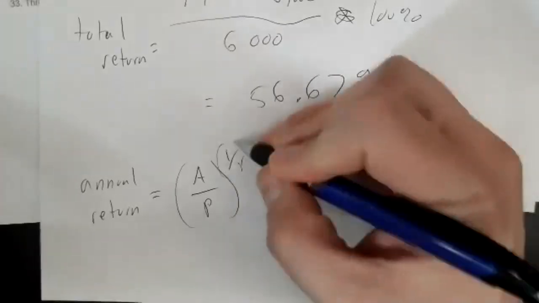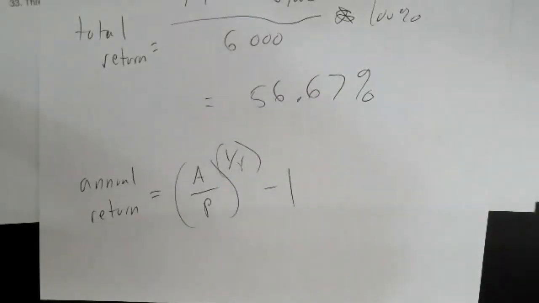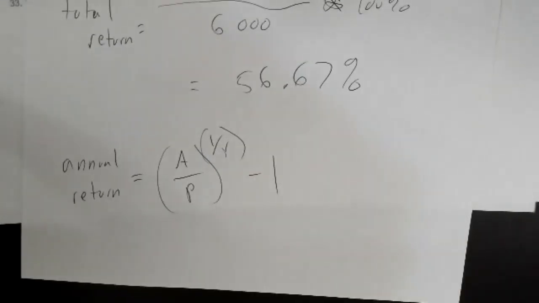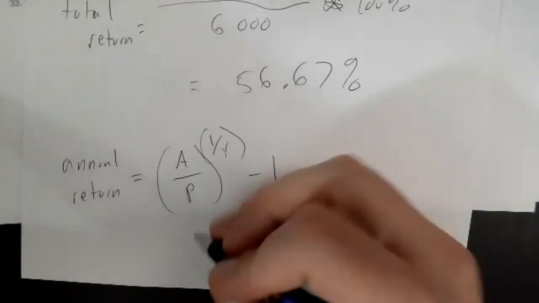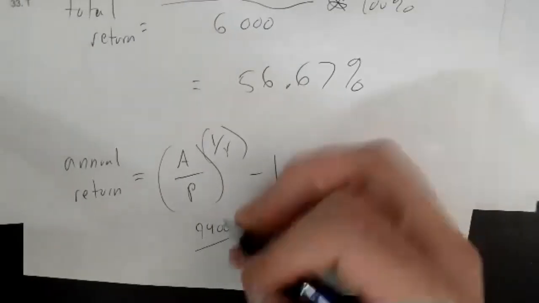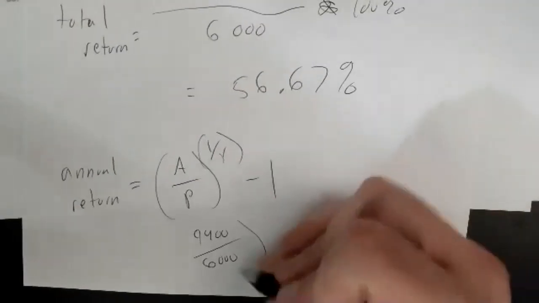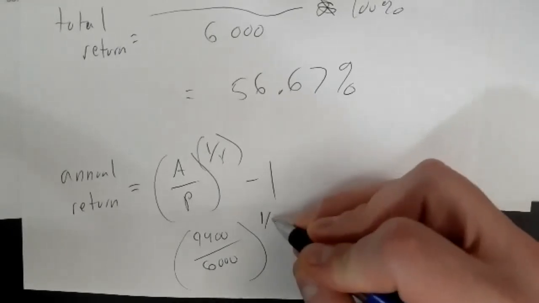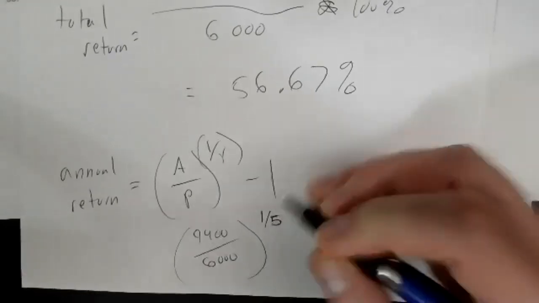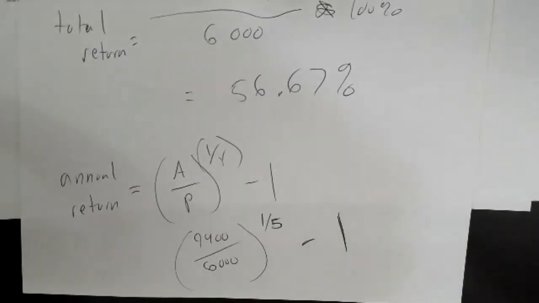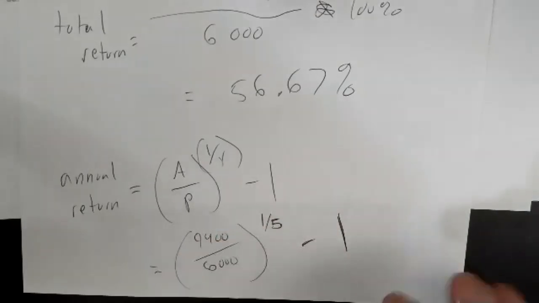We solved back from compounding once per year to get to this formula. Now we can use it. The accumulated amount was the 94. The principal was the 6,000. 1 over Y looks like 1 divided by 5. And then I have to subtract 1. This is going to give me a decimal, and I'm going to have to convert it to a percentage.